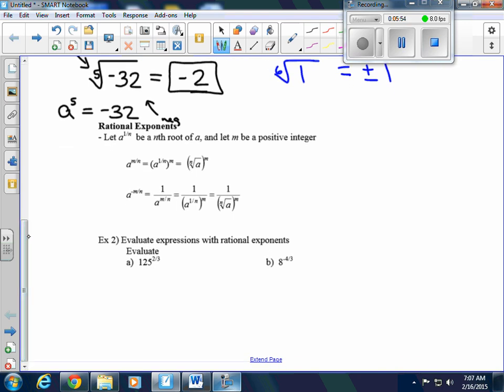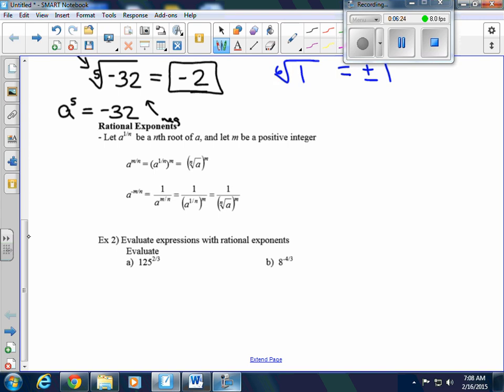And the rules for rational exponents, it says let a to the 1 over n be an nth root of a. Let m be a positive integer. So we're going to look at taking the rules for exponents, and if we have a fraction now as our exponent, we're going to look at how to write that in radical form and vice versa. So we're going to be able to go from rational exponents to radical form and radical form to rational exponents.